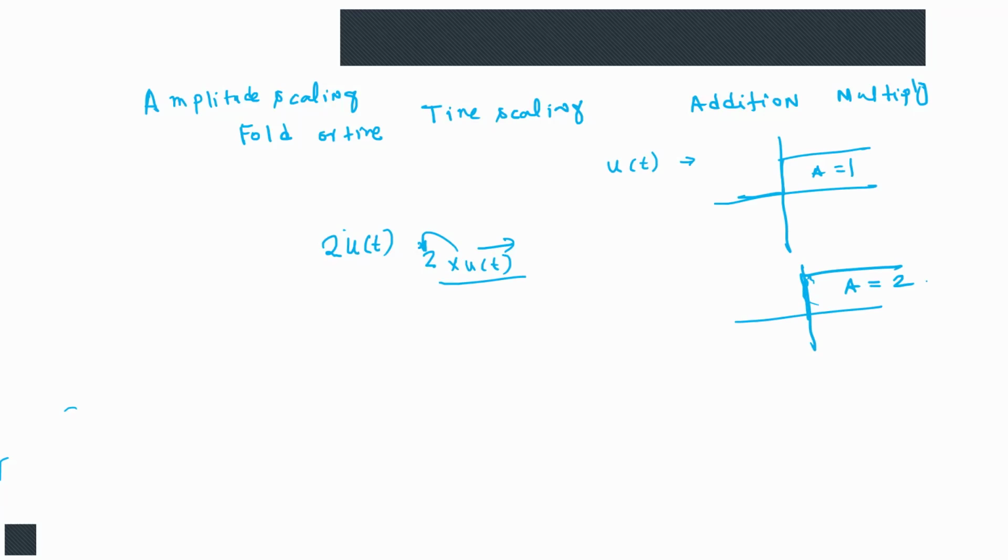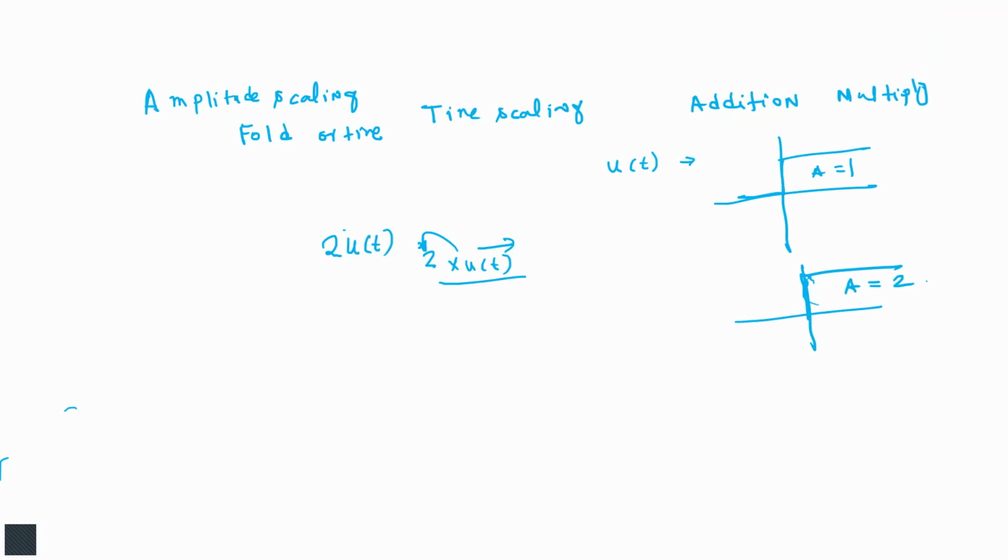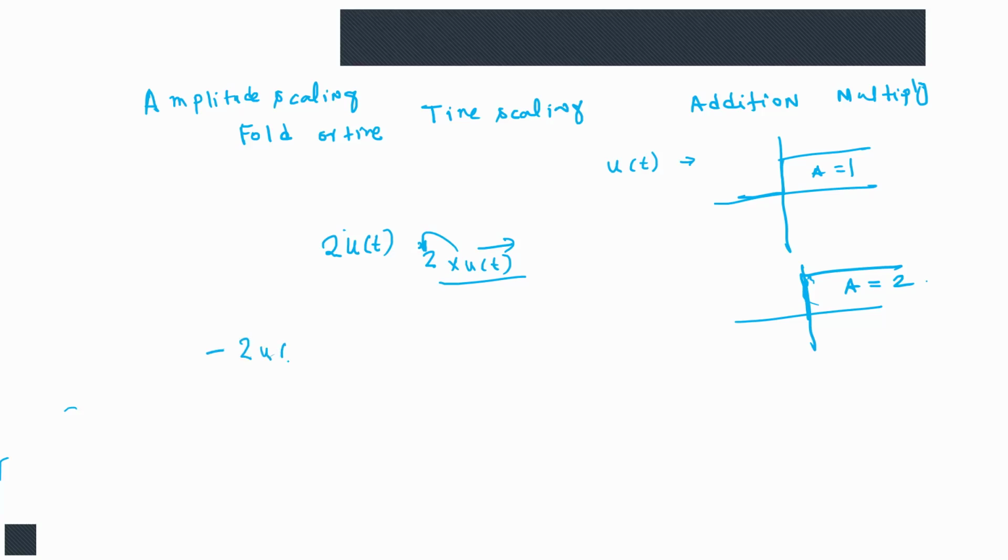Now let's say I write minus 2 u of t. What is it going to do? You just multiply it with minus 2. So what happens to the signal? The value of the signal A will become equal to minus 2, so the signal goes down here. So this will become A equal to minus 2. So this is your minus 2 u of t.